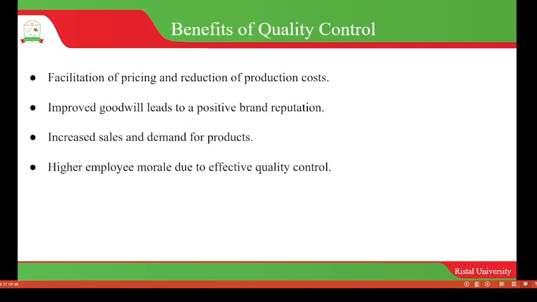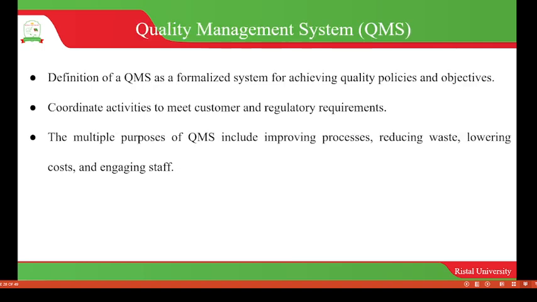And then the benefits of this quality control in the food industry is that it helps to facilitate pricing and reduction of production costs, improves goodwill, and improved goodwill leads to a positive brand reputation, then increased sales and demand for products, and higher employee morale due to effective quality control. So they will have morale for working because there is always effective quality control.